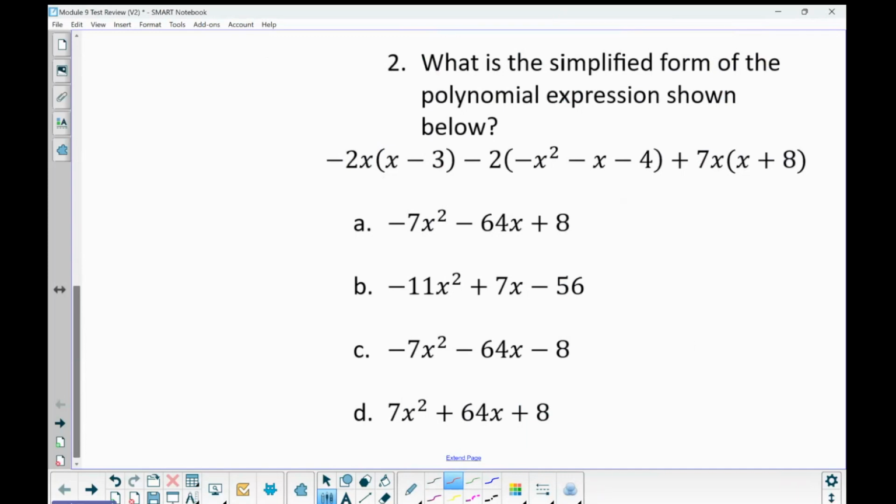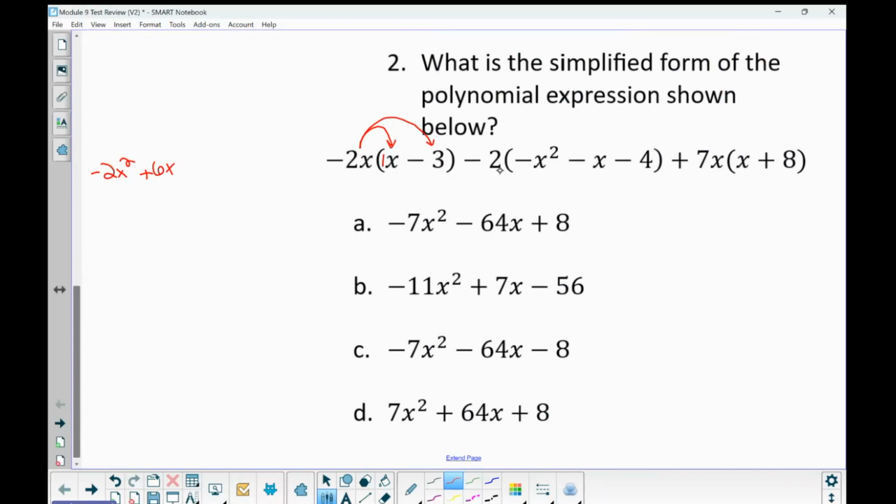Number 2, what is the simplified form of the polynomial expression shown below? So again, I have some terms right outside the parentheses. I know I'm going to be distributing everything in. Now when I distribute, I know that's multiplication. I can put my 1 here. Anytime I multiply, I'm going to multiply the big numbers, add the exponents. So here we have -2x times positive 1x is -2x squared. -2x times -3 is positive 6x.